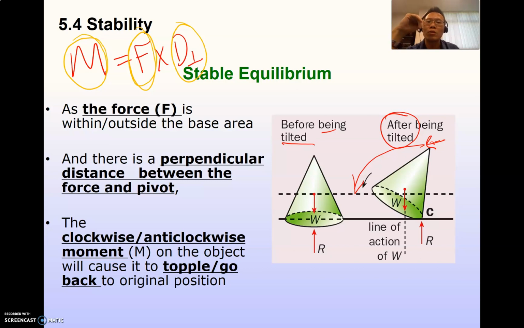Okay, let's look at how we try it out. For stable equilibrium, let's say for this particular object, when I tilt it to the side, you'll find that it is pivoted at this junction, what we call point C. This is the pivoting point, the pivot. So what we have is the force that pushes this. Let's say I just tilt it to the right. Okay, I tilt it to the right, and after that I let go. So the only force that is left acting on this object is only one.